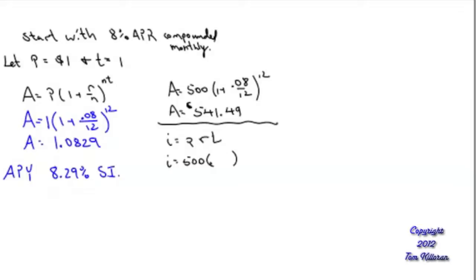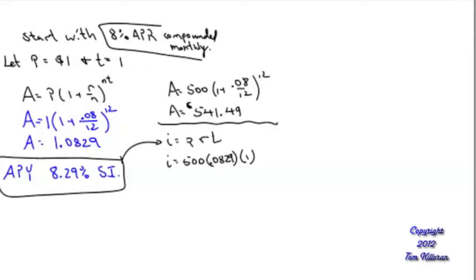So I'm going to go 0.0829. And the time, of course, is, well, 1 year. Type that in your calculator. Just trust me for a little bit. I'm just trying to figure out why you went back to the 8.29. This is the simple interest rate. It goes with the simple interest. This is the compound interest rate. It goes with compound interest. I can't mix and match compound interest and simple interest.